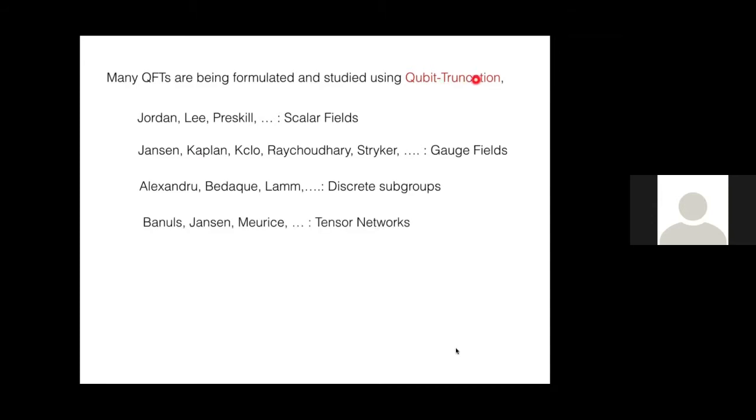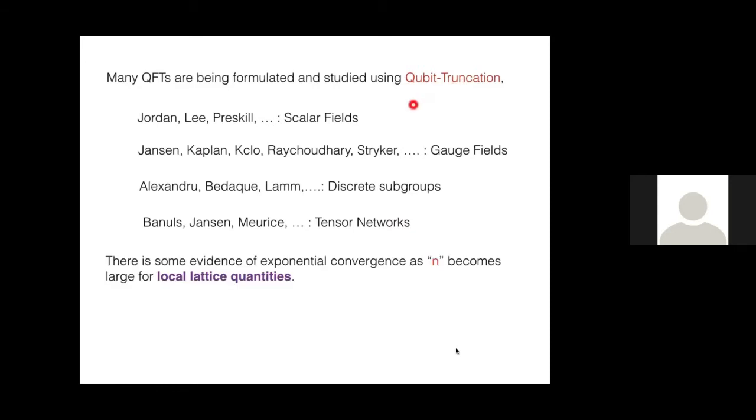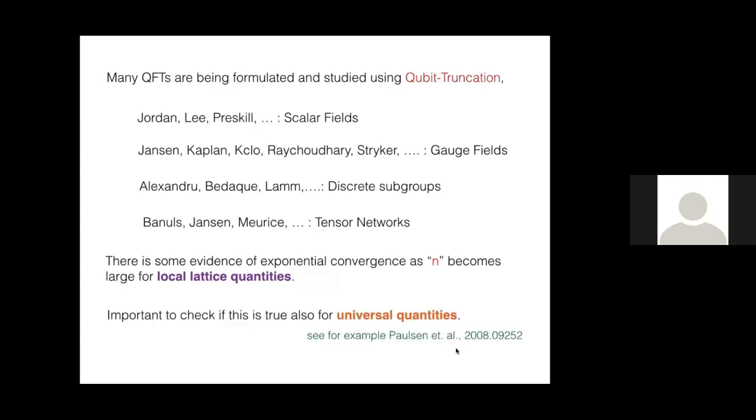And then once you formulate it, of course one needs to ask how do you study these theories? There's a lot of work using tensor networks, at least in lower dimensional systems, that seem to be useful in understanding the physics of these qubit truncated models. And there is some evidence that as n becomes large, these qubit truncated models approach the traditional models, at least for these local lattice quantities, exponentially. So there is some reason to believe that a small n may be sufficient.